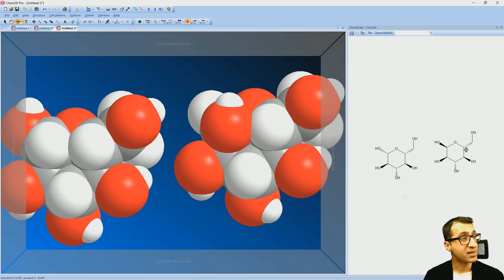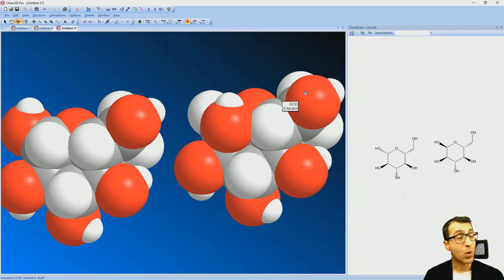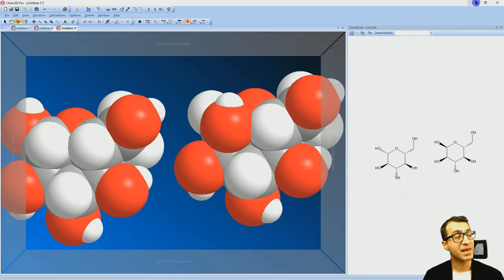So again, you can see that the structural formulae of the two molecules, alpha and beta glucose, haven't changed, but the way they're being represented in three dimensions has in fact changed quite drastically, even though they're referring to the same two molecules. So I wanted to just make that point here.